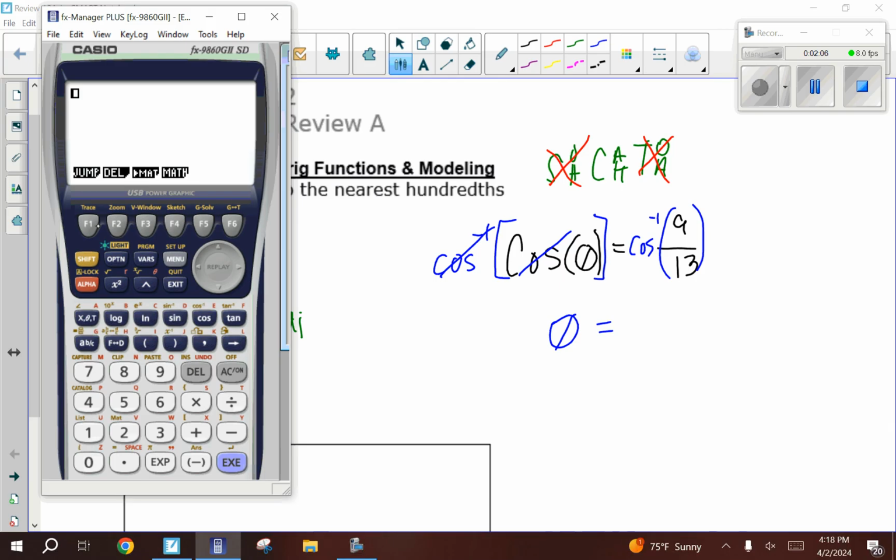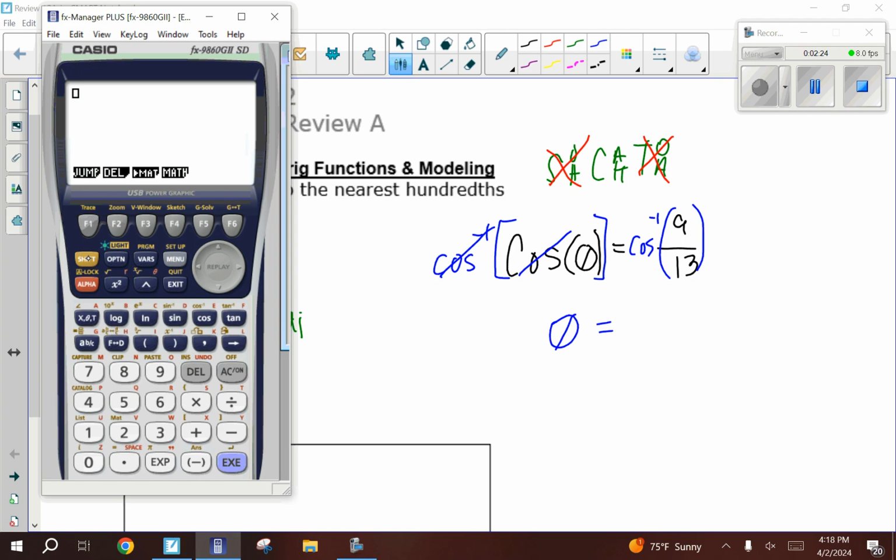I want to go into my setup and make sure that my angle is in degrees. And you can see right here where it says degrees. If it was in radians, that means that we have to plug in some pi's, but this doesn't have any pi's. So we have to make sure that it's in degrees. So we're good to go there.